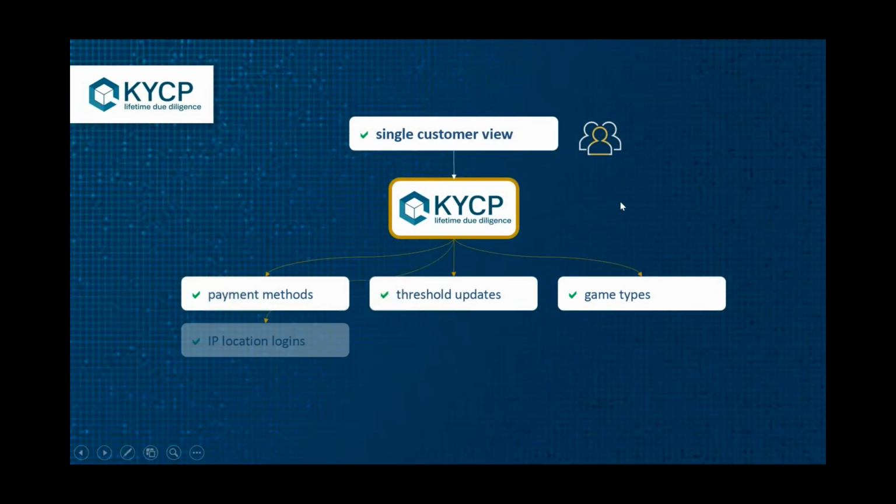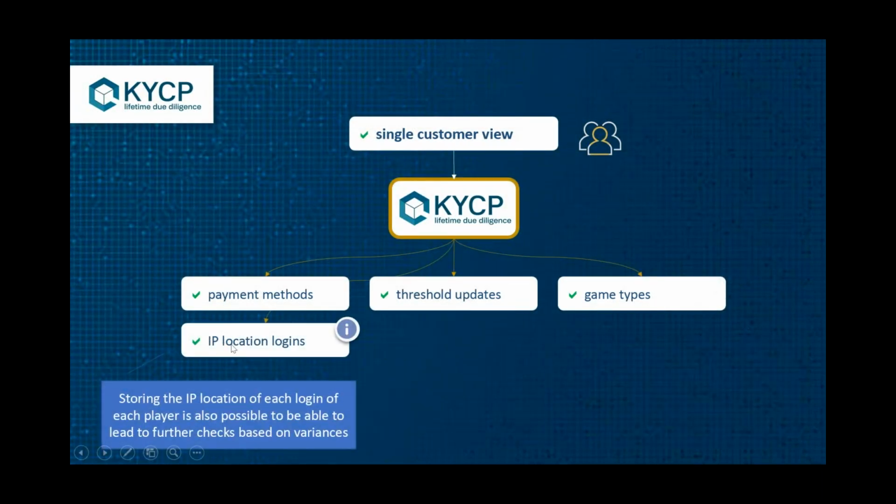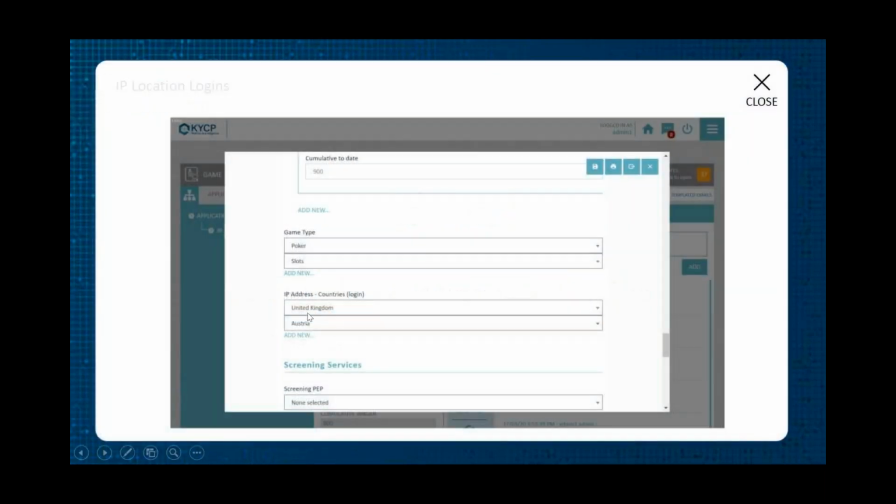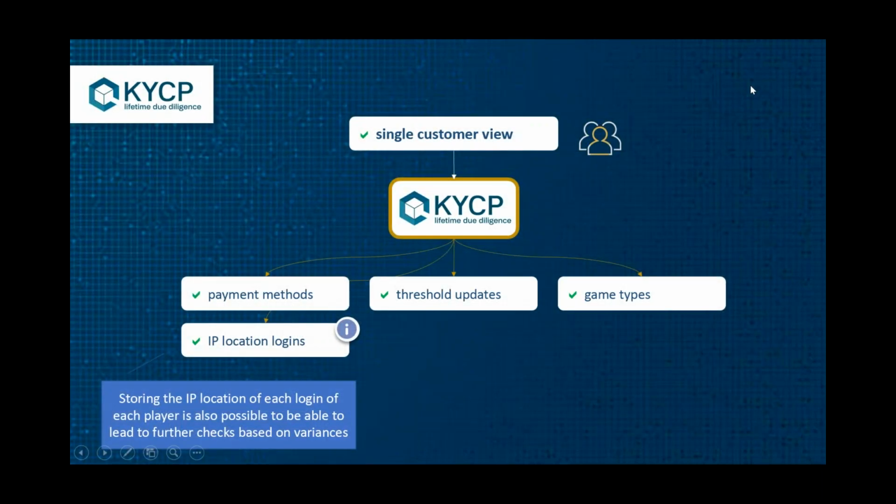Another very important factor that is used for risk are the IP locations of each login. So the system, again, over here, allows you to automate and record all the types of IPs and the respective country, obviously, from where that player is logging in, to be able to increase the risk or even stop the player from playing should it not be in line with your policy.